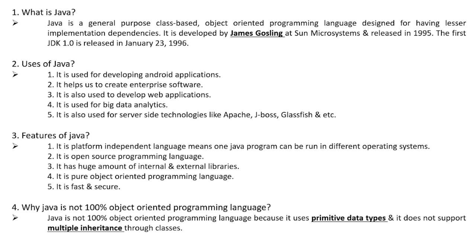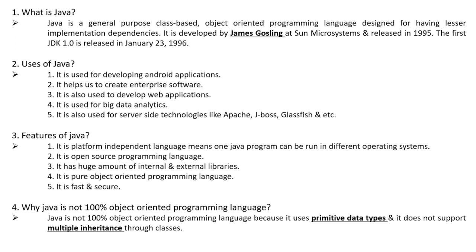3. Features of Java. 1. It is a platform-independent language, which means one Java program can be run on different operating systems. 2. It is an open-source programming language. 3. It has a huge amount of internal and external libraries. 4. It is a pure object-oriented programming language. 5. It is fast and secure.